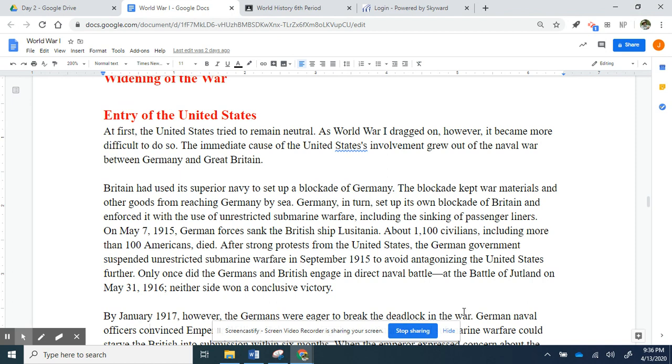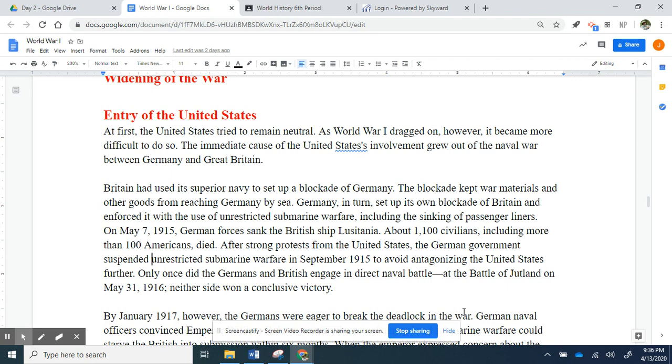Germany in turn set up its own blockade of Britain and enforced it with the use of unrestricted submarine warfare, including the sinking of passenger liners. On May 7, 1915, German forces sank the British ship Lusitania. About 1,100 civilians, including more than 100 Americans, died.